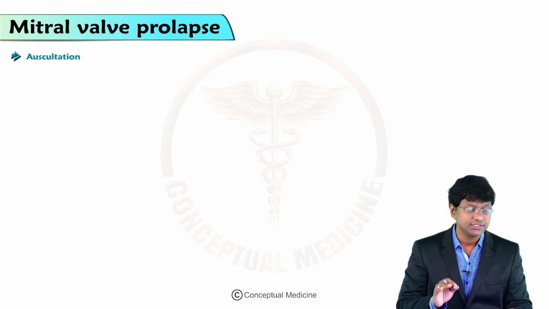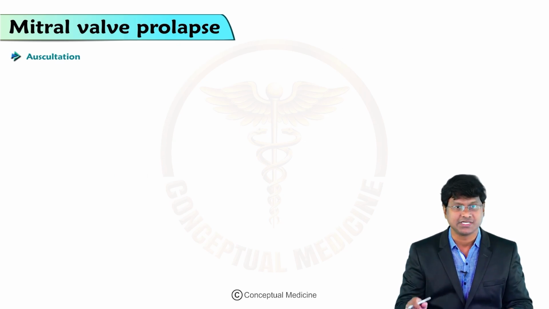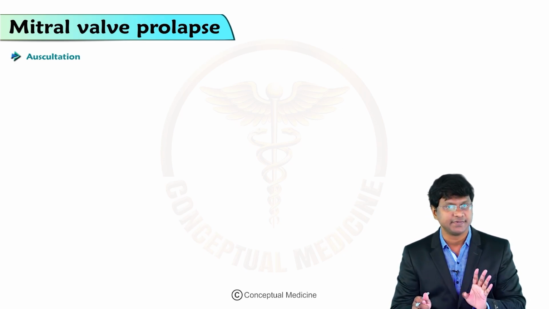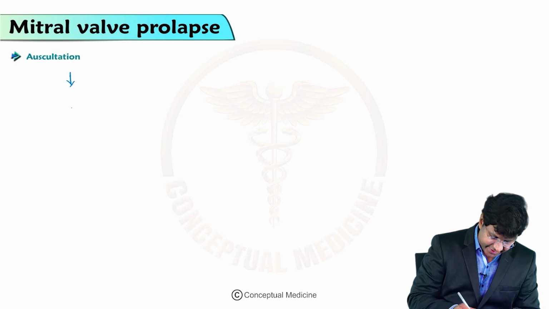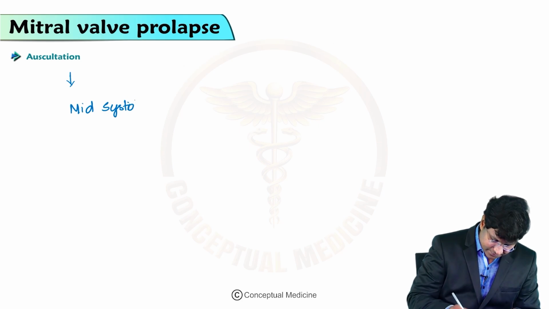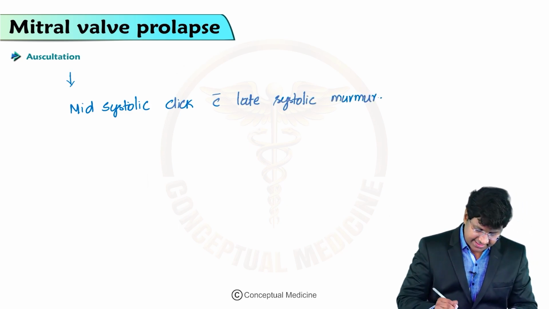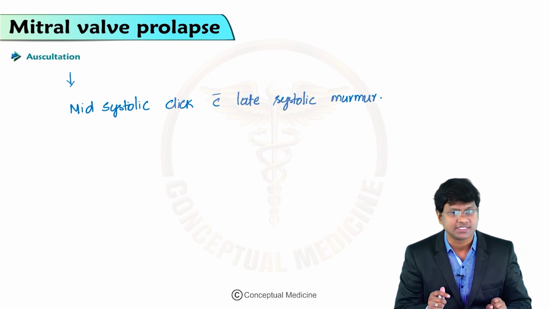Next, on examination, the very important part in mitral valve prolapse is the auscultation. The principal auscultatory feature of this syndrome is the presence of a mid-systolic click and a late systolic murmur. That will be the principal auscultatory finding.